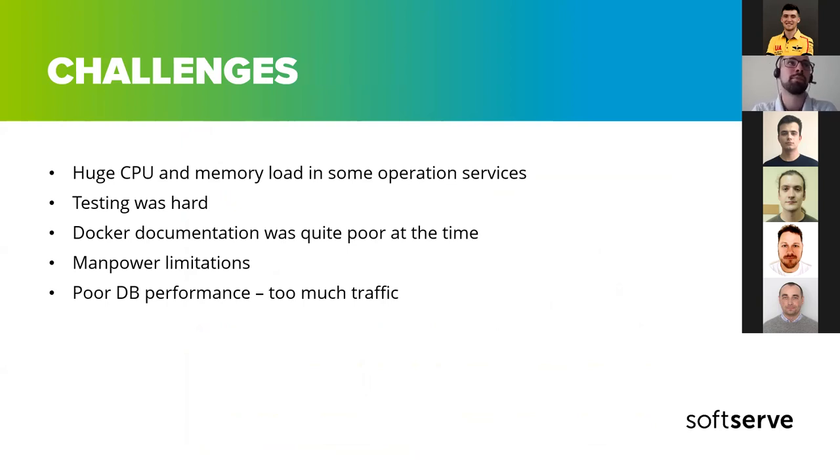For example, I can name one: merging large files. You had like 10 files, like PDFs or whatever they were, and you had to sequentially merge them in a particular order into one big file. That operation was a great load on the memory and on CPU, because files could be like 50 megs or something like that. So we faced that.